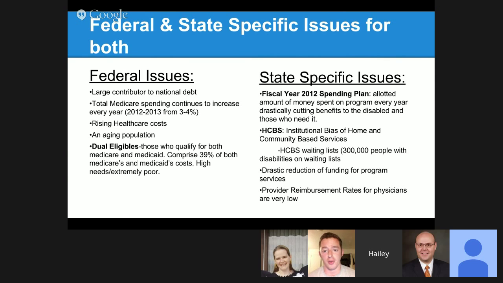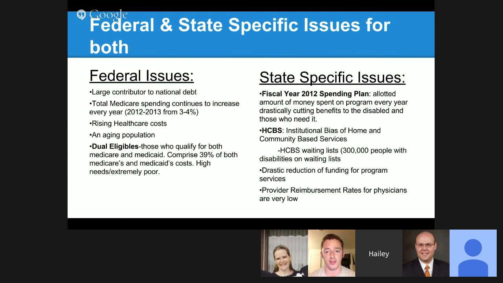Both are a large contributor to our national debt. It costs a lot for our nation to support these systems. Total Medicare spending continues to increase every year. It increases by small increments every year, but nonetheless, 3 or 4% when it comes down to billions and trillions of dollars, it's still a lot. From 2012 to 2013 it increased from 3 to 4% of our national debt, which is a big chunk.